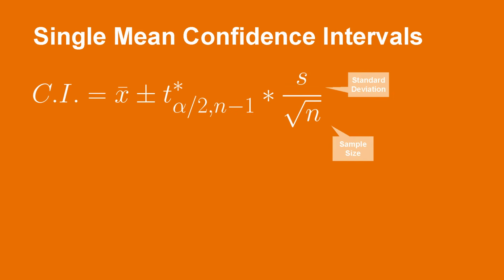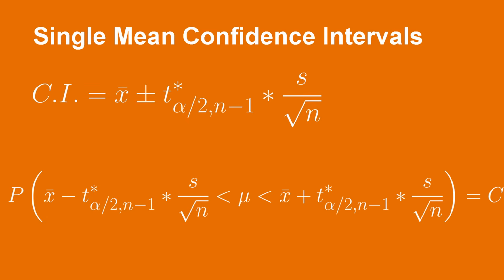This term tends to get smaller as the sample size gets bigger, or when the data is more tightly packed around the sample mean. When we put this together, we are able to make a claim about the probability of a population mean being found within a certain range. Explicitly, we can write that the probability that mu lies between x bar minus t star times the standard error and x bar plus t star times the standard error is equal to the confidence level as a probability.